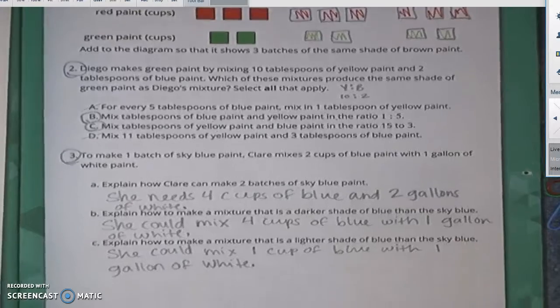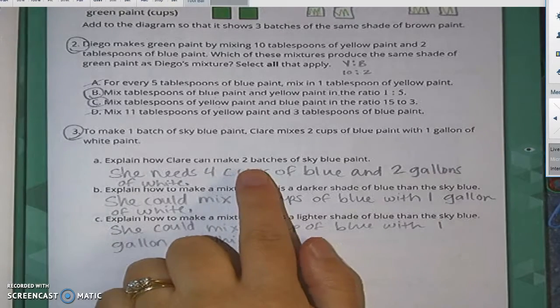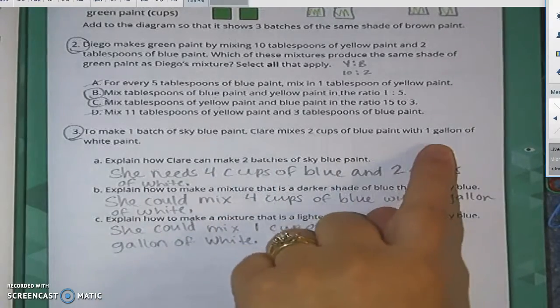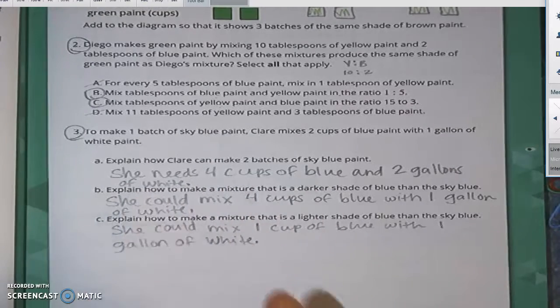All right, to make one batch of sky blue paint, Claire mixes 2 cups of blue paint with 1 gallon of white paint. So if she wants to make 2 batches of sky blue, she's going to double that. So she's going to do 2 times 2 and 1 times 2. So she would need 4 cups of blue and 2 gallons of white.